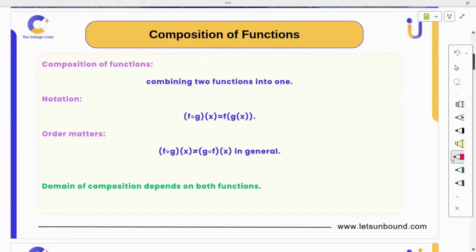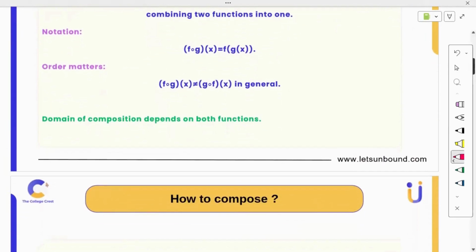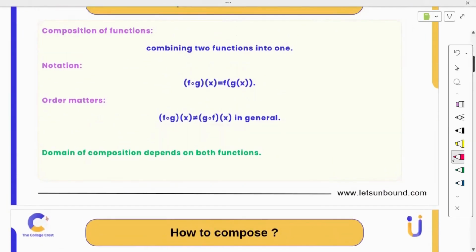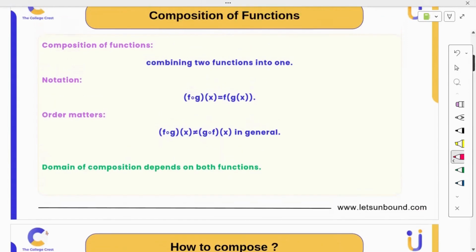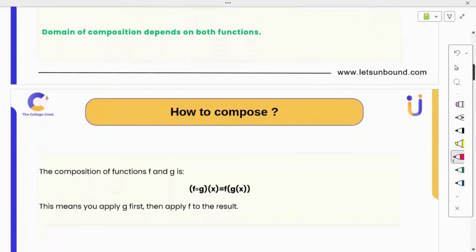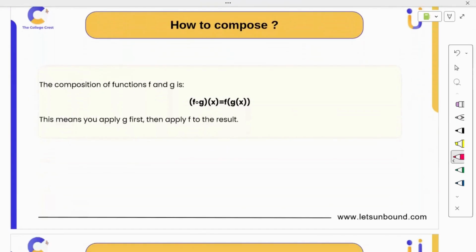And of course, for this composite function, the domain depends on both. It doesn't depend on one. So we should consider both of them when you are describing a domain. Now, how to compose? You should apply g first. Whatever is inside, you should apply that first. Then apply f to your result. So inside first, outside next. That's the thing.